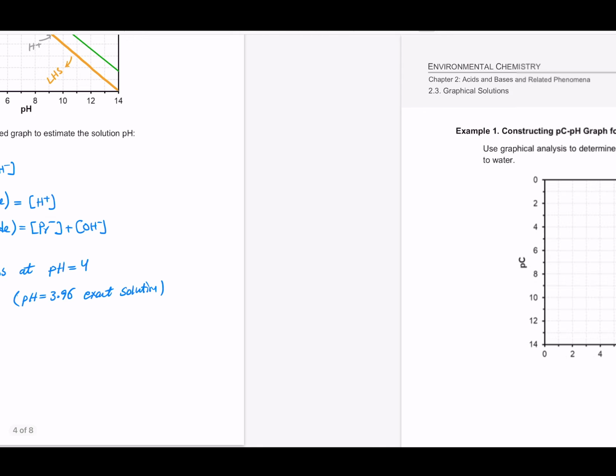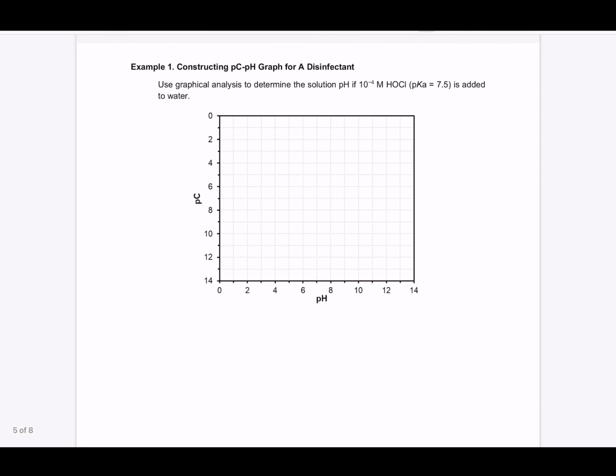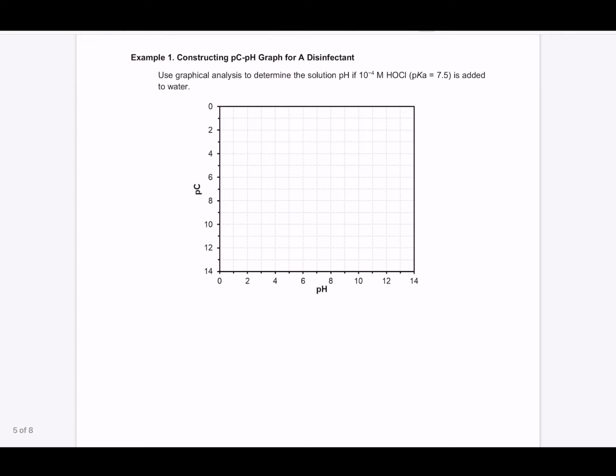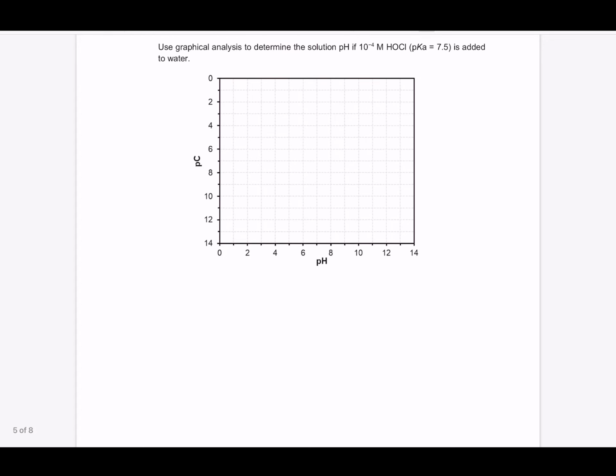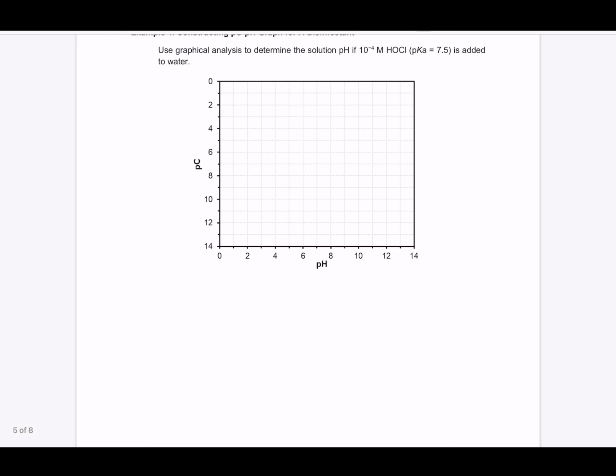So now moving forward, we have a similar example, but working on the disinfectant that we talked about several times throughout this lecture. So let's see how we can construct it a little bit faster this time. A few things we need: first of all, what would be the total? So just mark it. This is 10 to the -4.